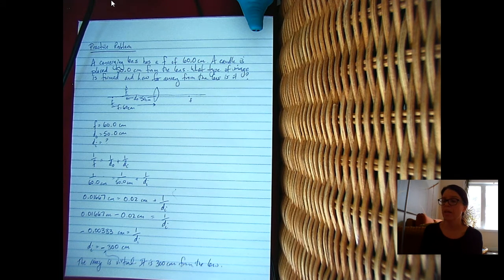Now, if you ever happen to do a question and the object is on the focal point, you're going to do all your math, get to a point, and you'll get an error when you go to the last step. That's because there is no image. So don't worry about that.